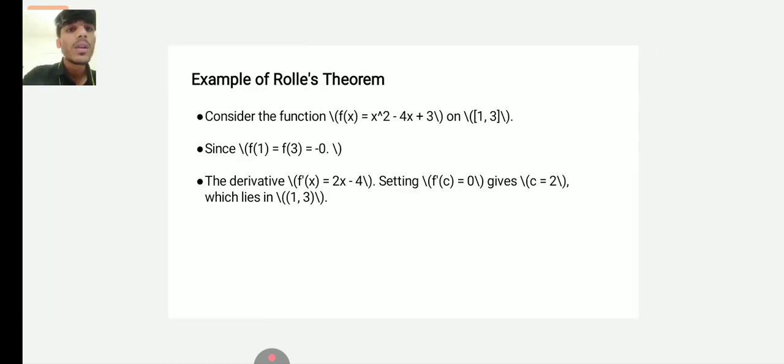Example of Rolle's theorem. Consider the function f(x) = x^2 - 4x + 3 on the closed interval [1, 3]. Since f(1) = f(3) = 0, the theorem applies. The derivative of f(x) is 2x - 4. Setting f'(c) = 0 gives c = 2, which lies in the open interval (1, 3).